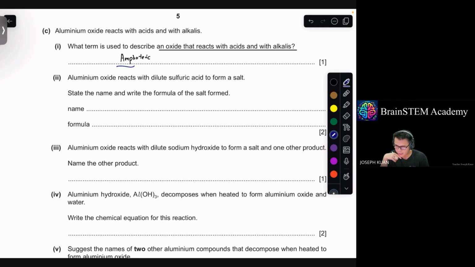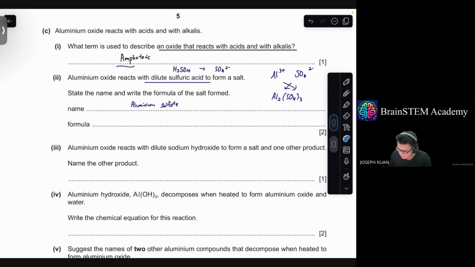2, aluminum oxide reacts with dilute sulfuric acid to form a salt. State the name and write the formula of the salt formed. Dilute sulfuric acid contains sulfate ions, because dilute sulfuric acid's chemical name is hydrogen sulfate. So the sulfate will react with the aluminum to form aluminum sulfate. The formula: aluminum is a group 3 ion, so it carries a 3+ charge. Sulfate carries a 2- charge. You cross these numbers and you get Al2(SO4)3. That's the formula of aluminum sulfate.